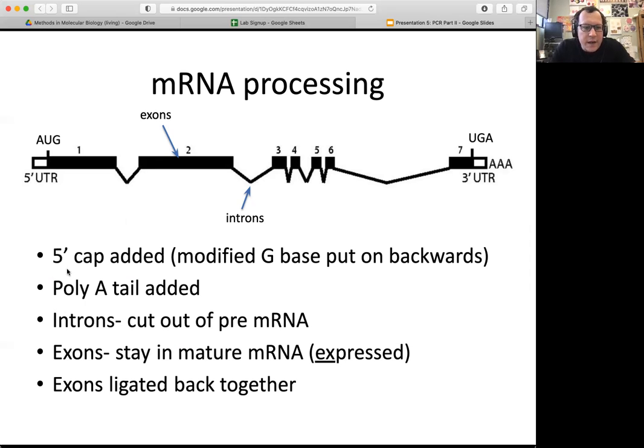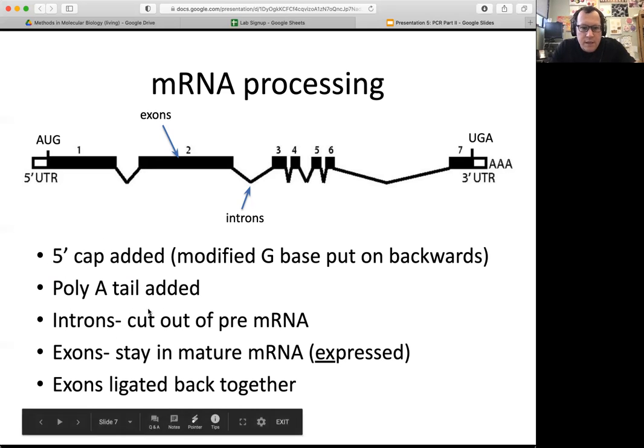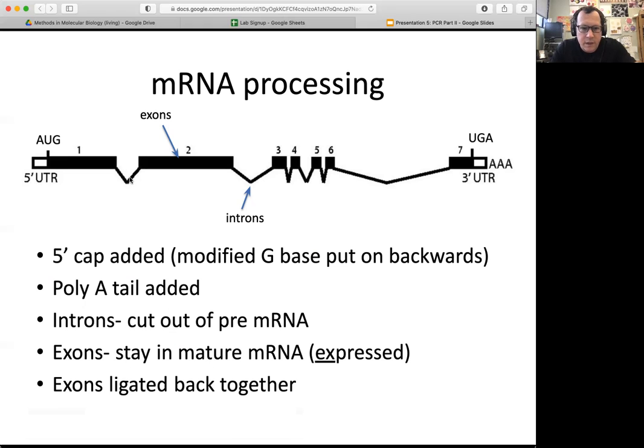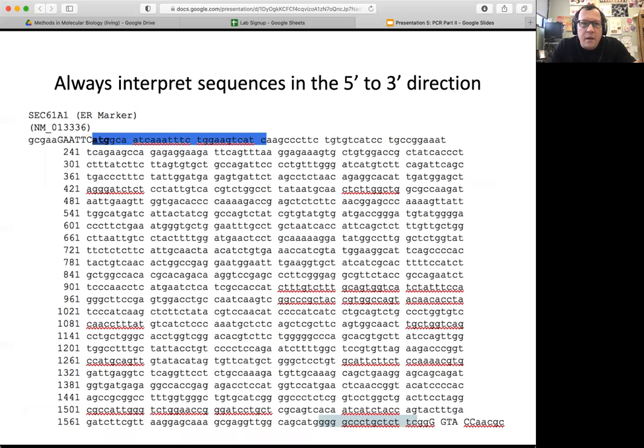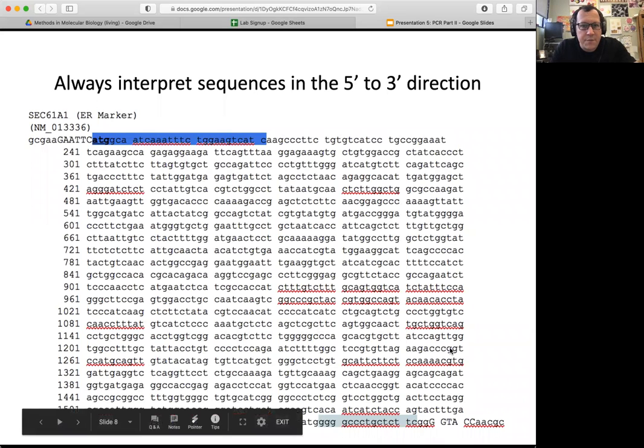Okay. So in the grand scheme of things, first the cap is added to the 5' end, then the poly-A tail is added, then the introns are cut out and the exons are ligated back together, or spliced back together. The introns are spliced out, and in that process, the exons are ligated back together. So again, just to remind you, we're always working in the 5' to 3' direction in the messenger RNA.